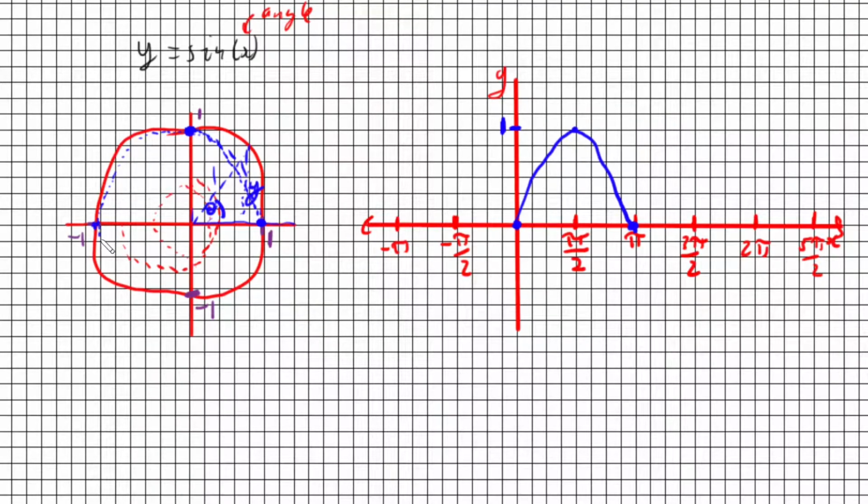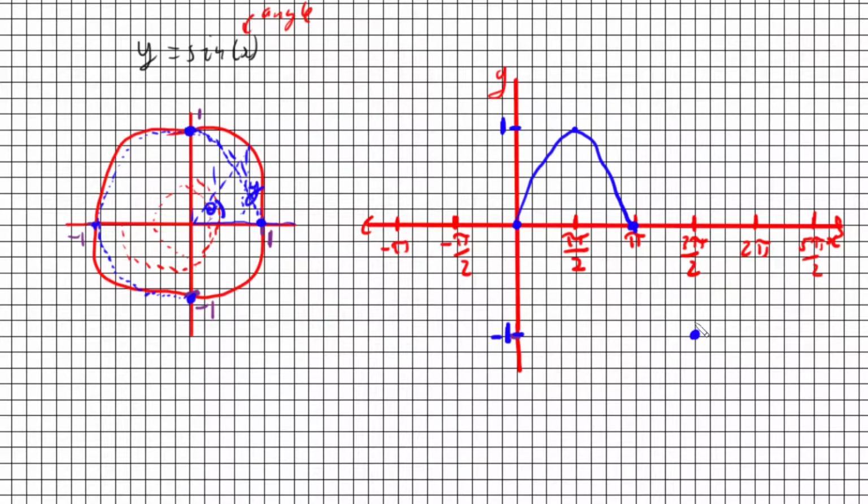If we keep moving around our circle and I move around here, I move below the horizontal axis. I start getting into negative numbers. And so I get down here to -1. So at 3 pi over 2, I'm all the way down at -1. So if I put on my -1, then I'm going to be down here at -1.